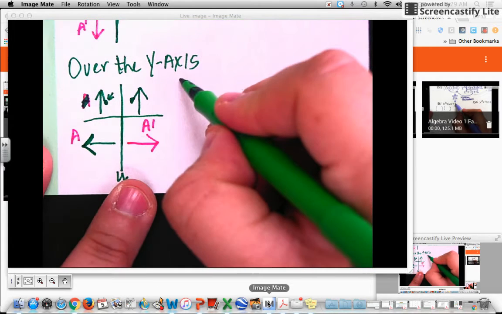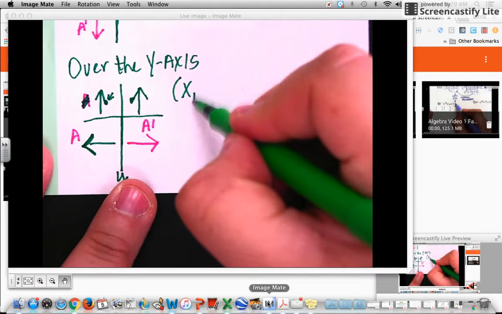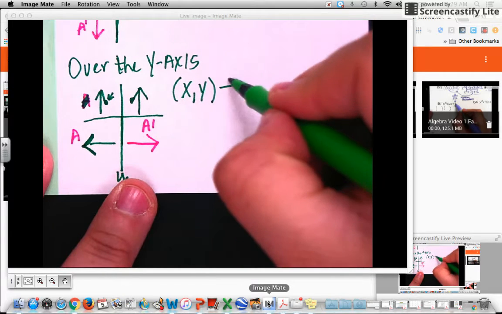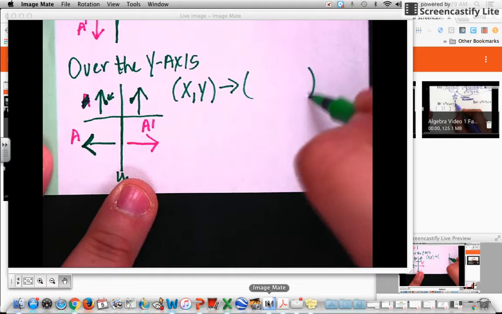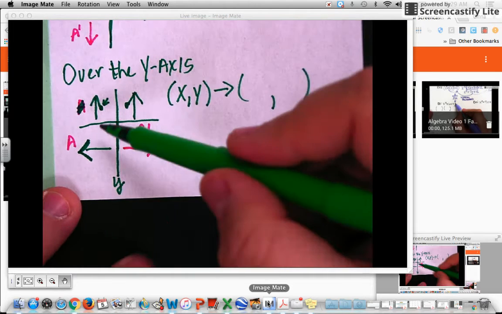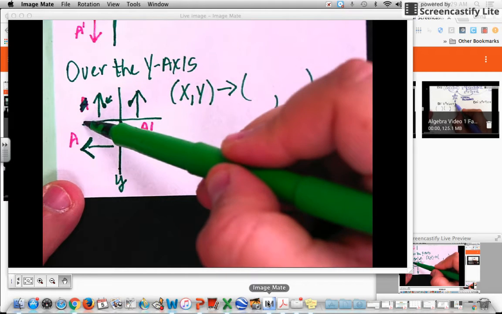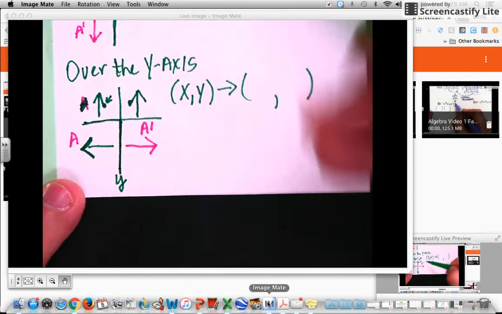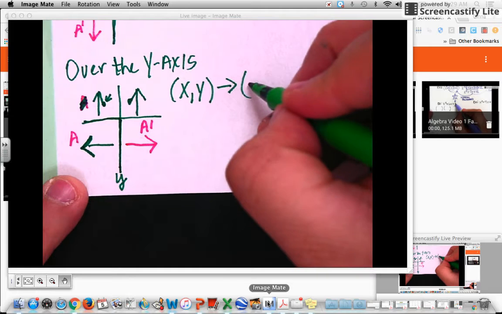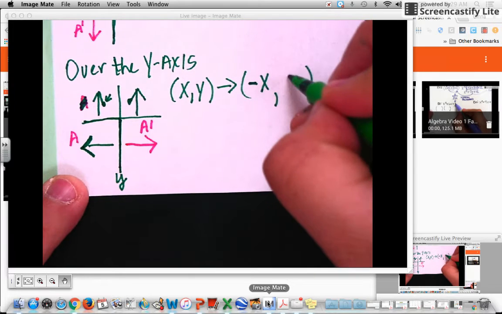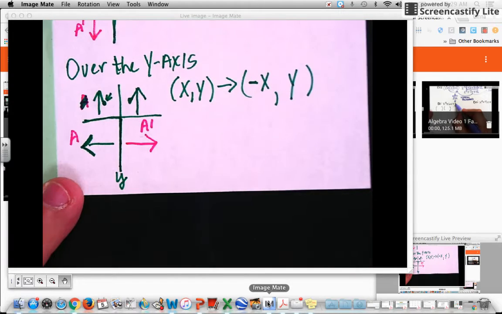So here, the original would be (x, y). And what do you suppose is going to happen to these guys over here on this side? In this case, we kept the y values the same, but here we started on the left and we ended up on the right. So you're going to do the opposite to the x and keep the y the same. Not much to do with this one. This one is pretty straightforward.